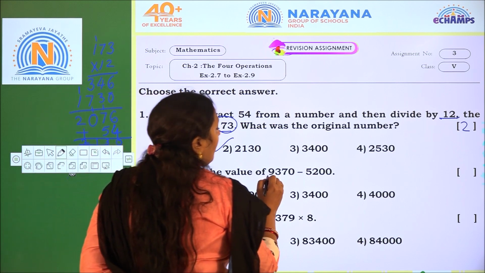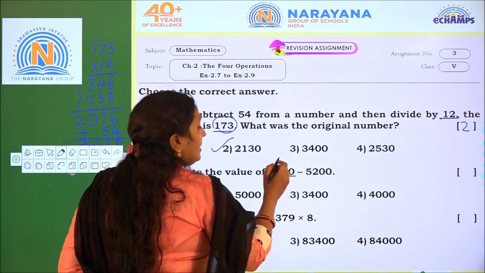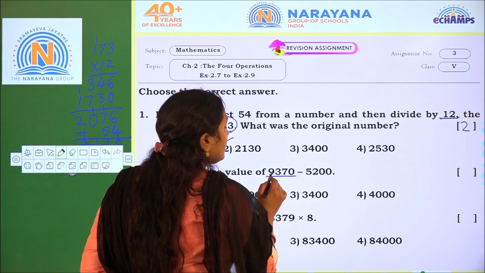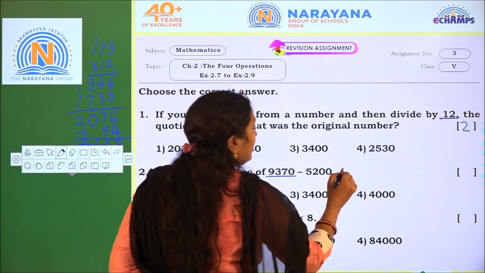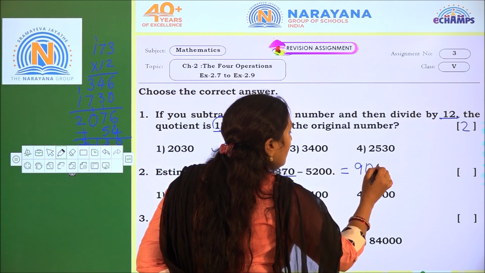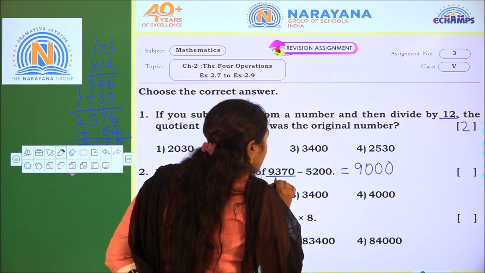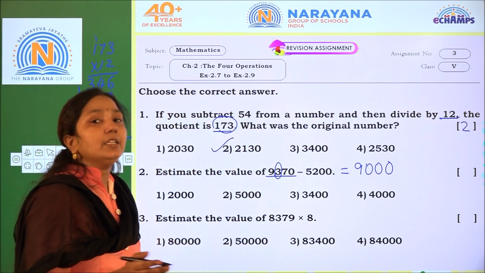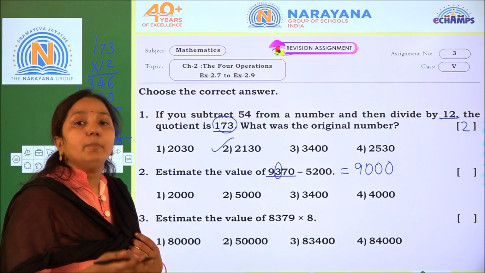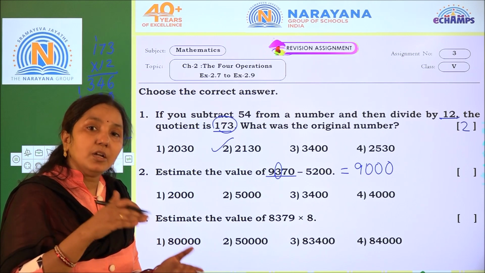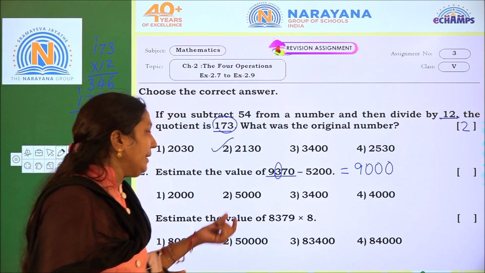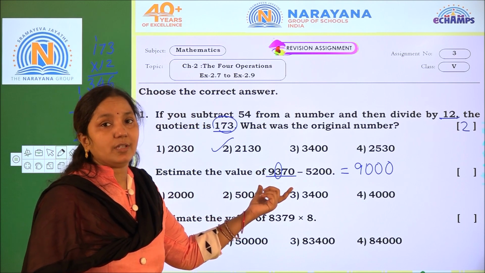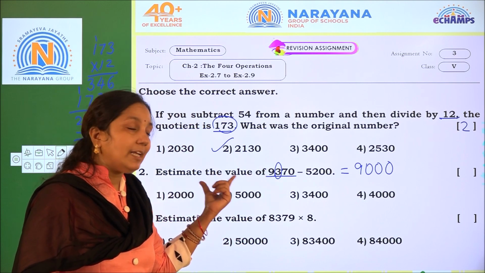Next one. Estimate the value of 9370 minus 5200. That means we have to take the nearest thousands. So what is the nearest thousand of 9370? That means 9000, because we have to check the hundreds place. What is the hundreds place? 3. So is 3 below 5 or above 5? Below 5. Below 5 means we take the lower thousand. This number is between 9000 and 10,000, so below means 9000.